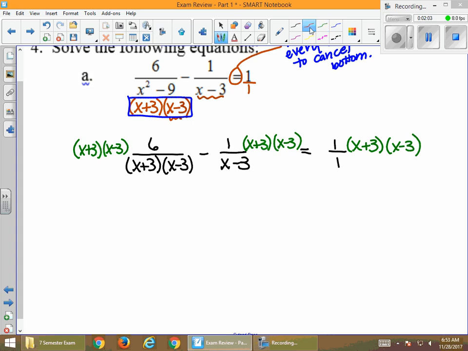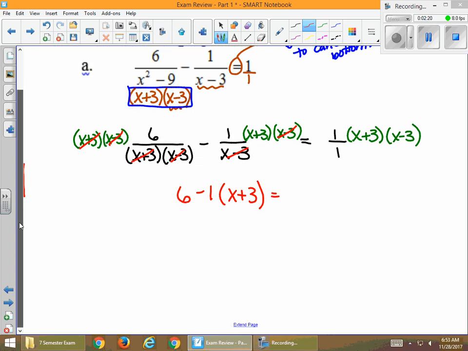Okay, now we can cancel some stuff. In our first fraction, everything cancels but the 6. In our second fraction, our x minus 3's cancel. So I have negative 1 times x plus 3. And on the other side of the equation, we really just have 1 over 1 times our difference of squares there. So we know that x plus 3 times x minus 3 gives us x squared minus 9.